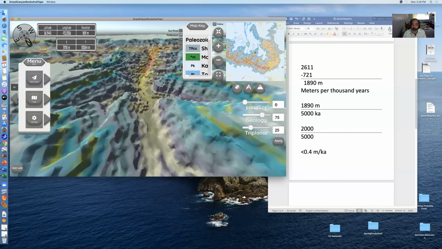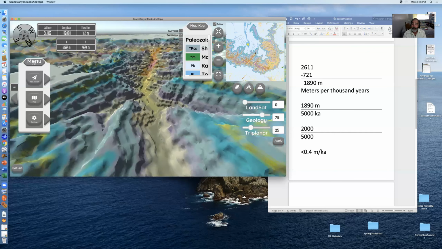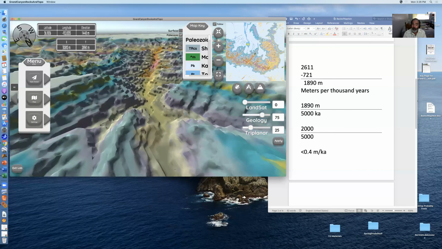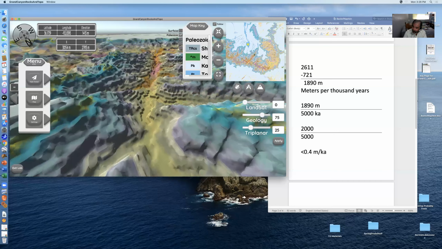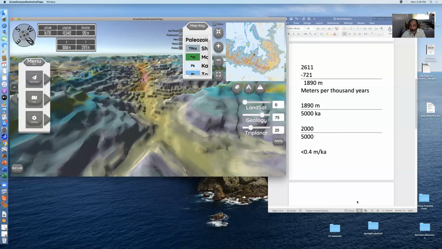But if we know the Grand Canyon started to form 5 million years ago, or 5,000 millennia, that rate translates to a little bit less than 0.4 meters per 1,000 years. By trying to do this back of napkin calculation, you can make sure that the real calculations you do when you work on the lab, you're in the right ballpark.